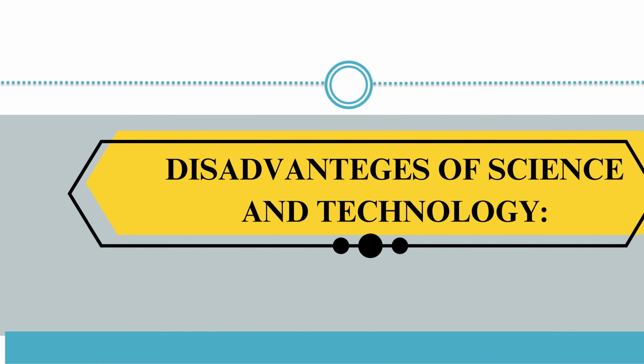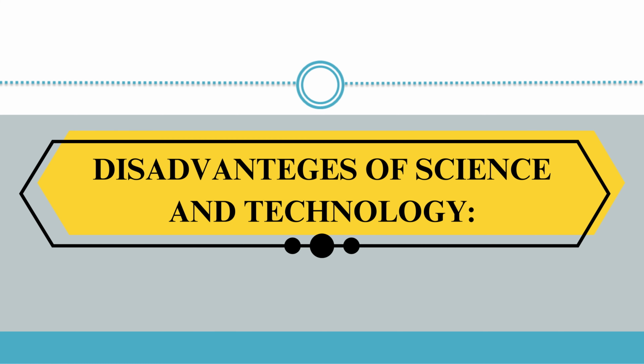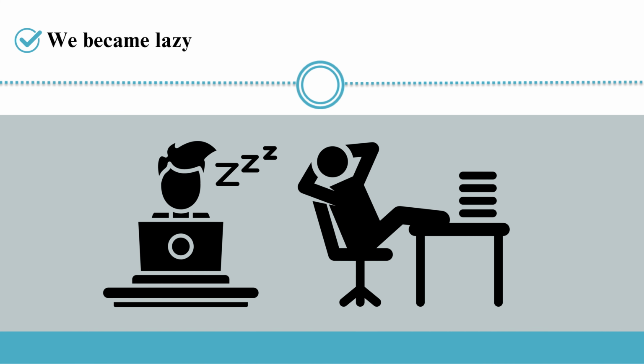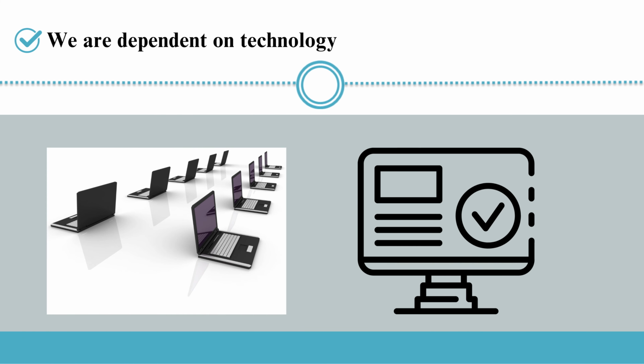Now we'll talk about the disadvantages of science and technology. We become lazy. We are so much depending on these. We are dependent on technology. We are mostly dependent on technology, and if we do not have it, we are not so active.